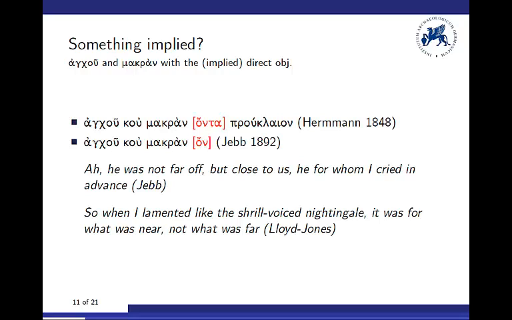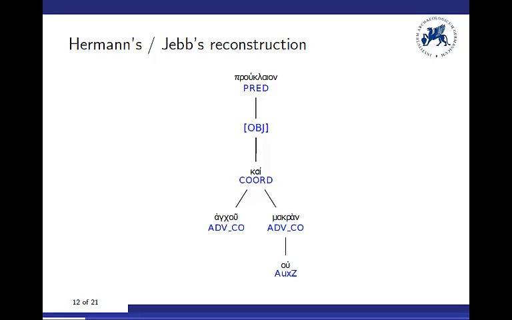So the solution that two very famous Sophocles scholars, Gottfried Hermann and Richard Jebb, devised was just to supplement a participle of the verb to be that could govern these two adverbs. And this is reflected also in the most widespread English translation, like the one by Lloyd-Jones from the most recent edition of Sophocles. It would be pretty easy to diagram, to treebank this interpretation.